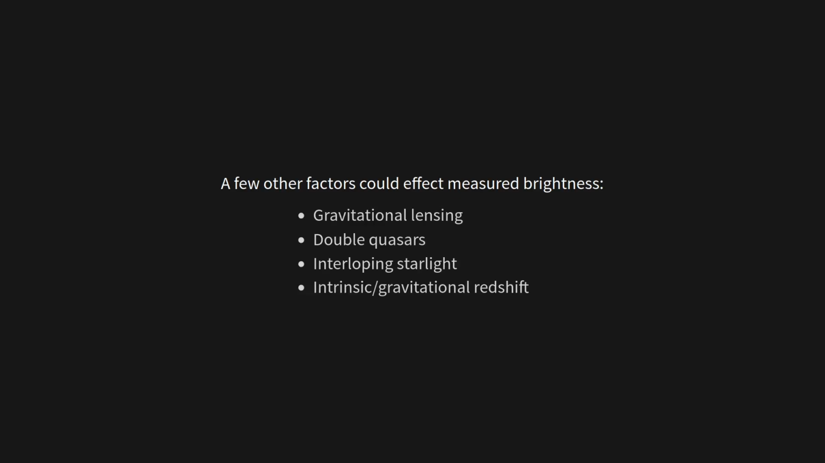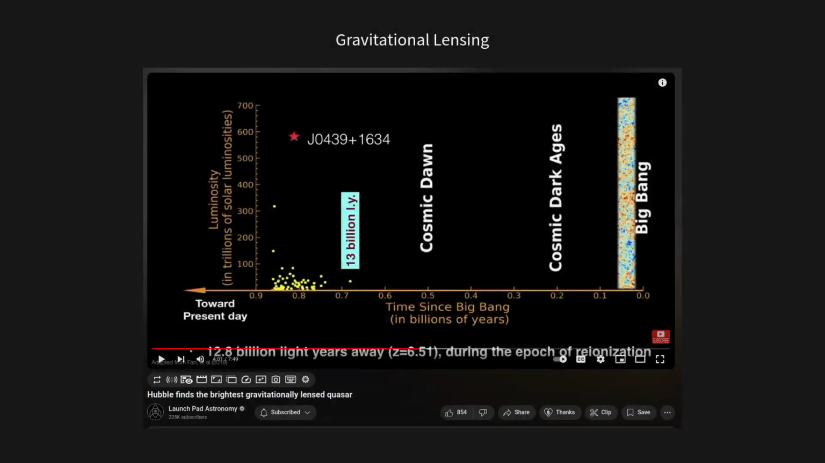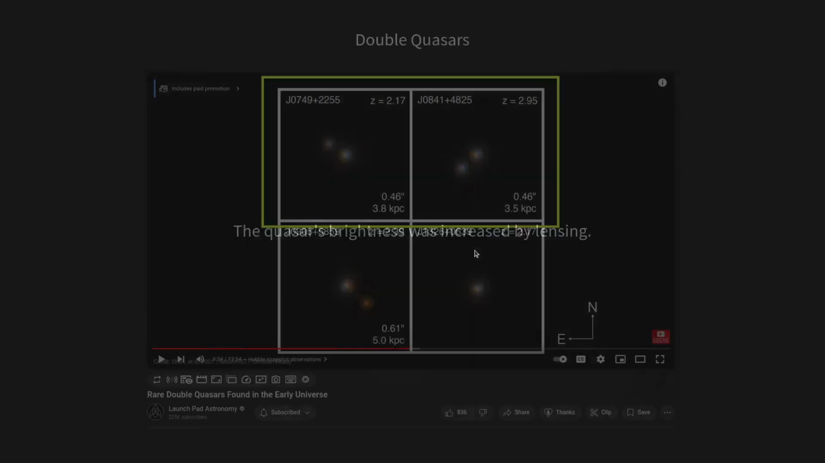What are some other factors? Well, here's a quasar found at z equals 6. This is a video by Pad Astronomy. There's a link in the description, and it is so much brighter than the other quasars at that range. Well, it was found to be increased by lensing, gravitational lensing.